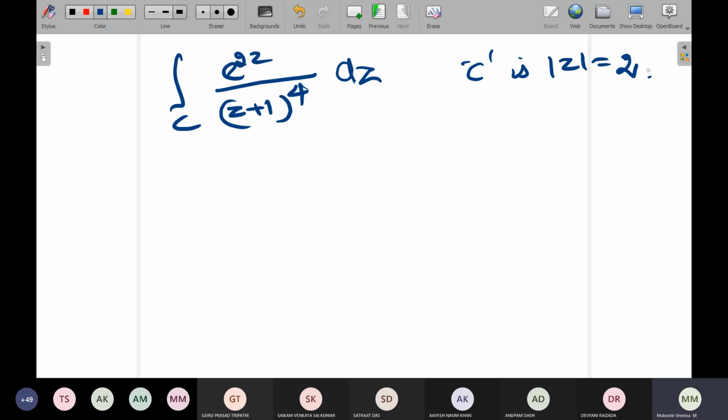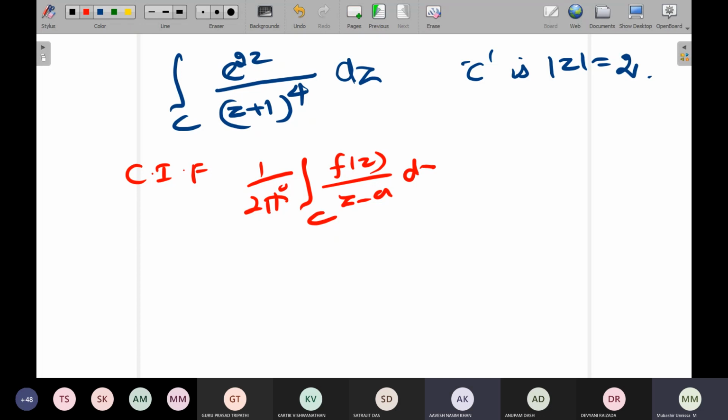Can we apply Cauchy integral formula here? What is Cauchy integral formula? 1 by 2πi into integral over C of f(z) divided by (z − a) dz. But here we have some power. You cannot apply Cauchy integral formula. So what we have to apply? Ma'am, derivatives formula. Very good. Cauchy integral formula for derivatives. So write down.